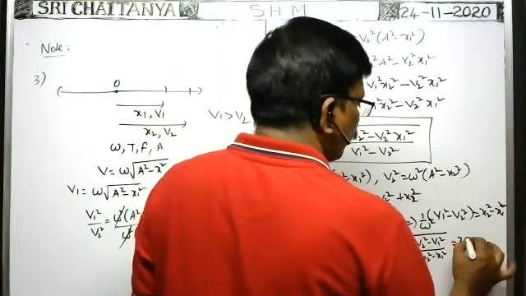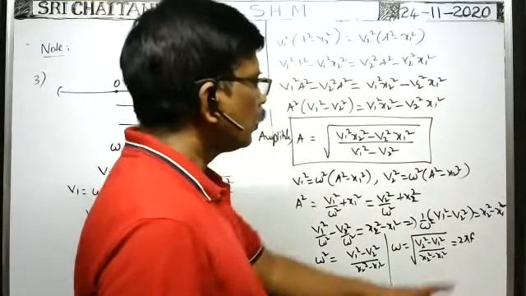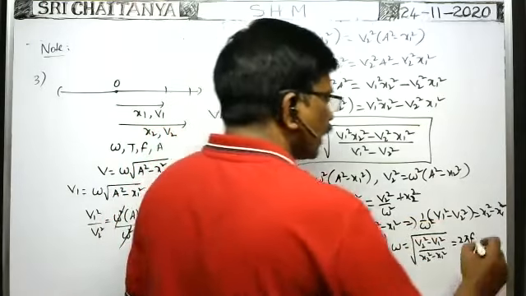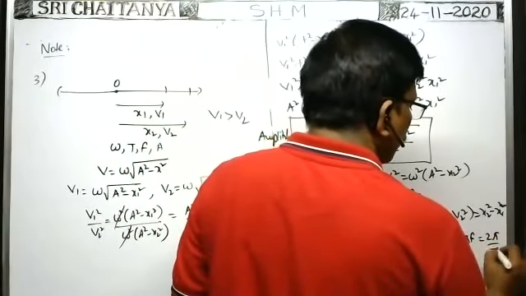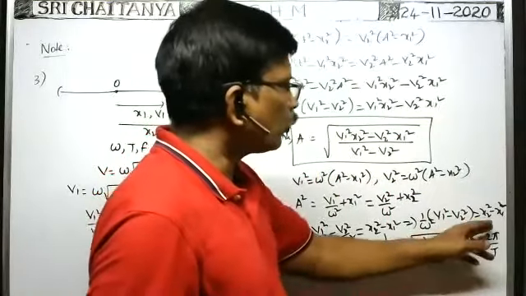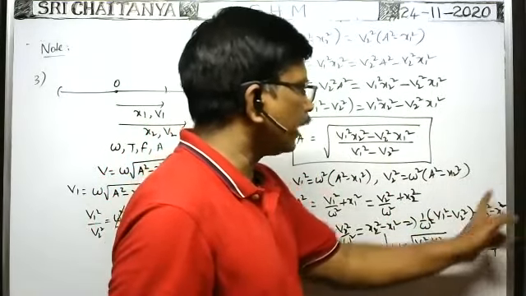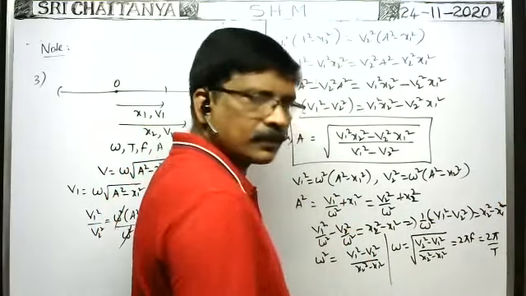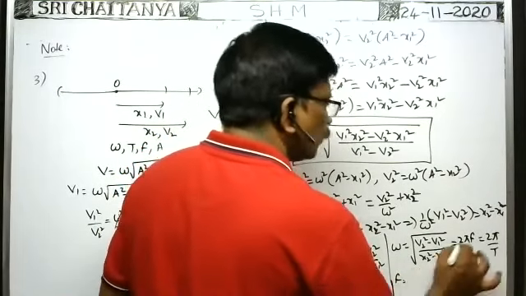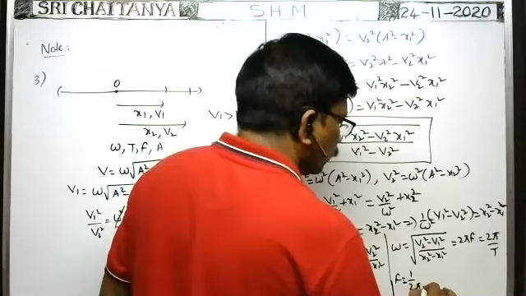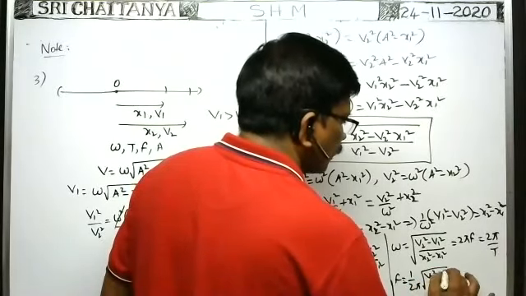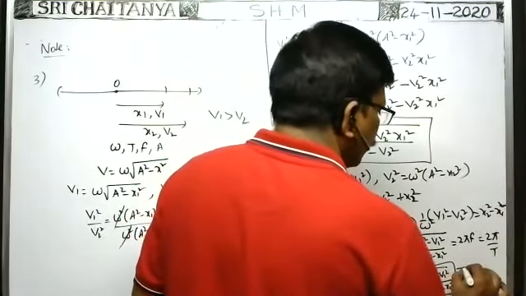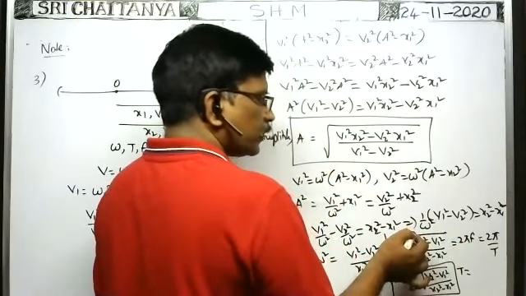Suppose if they ask the formula for frequency, omega is equal to 2 pi f. So f, the frequency of the particle in SHM, is equal to 1 by 2 pi into root of this one. Suppose if they ask the formula for time period, omega is equal to 2 pi by capital T. Capital T is equal to 2 pi by omega, so we will get 2 pi into root of x2 square minus x1 square by v1 square minus v2 square. So f is equal to 1 by 2 pi into root of v1 square minus v2 square by x2 square minus x1 square. This is the formula.